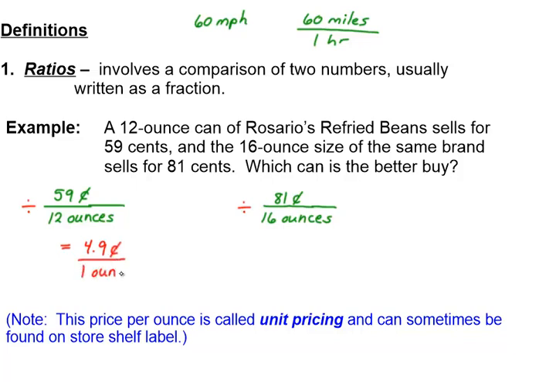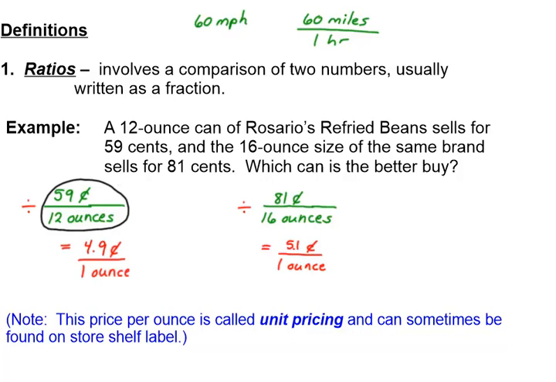And that's how we're going to write it today. If I take 81 divided by 16, I get 5.1 cents for 1 ounce. So in all reality, when we break it down like that, we can simply see that it's cheaper to buy the 12-ounce can for 59 cents. Okay. Now, that's unit pricing.